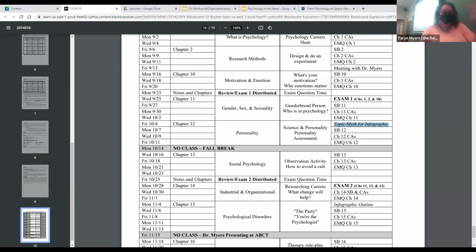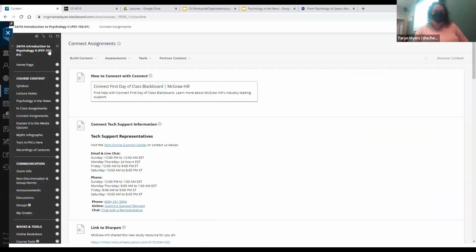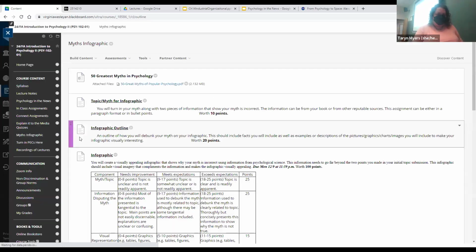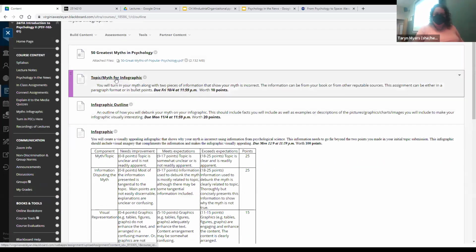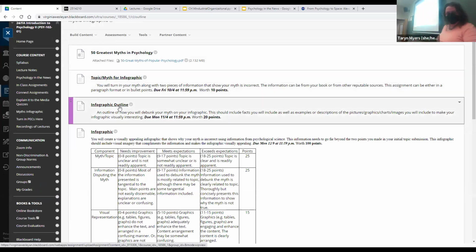It's on Blackboard. So everything for this class, with the exception of the exam, is on Blackboard. So if you look at the infographic here, here's where you can turn in your topic. And then the next thing you have to do, you also turn in here, and that's your outline. And this will include facts, and those examples or descriptions of the types of pictures, graphs, charts, images that you will be including on your infographic. And that is due next week.